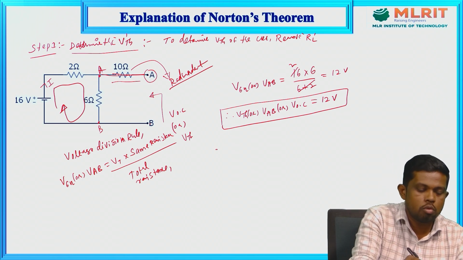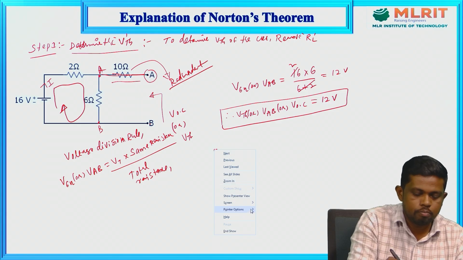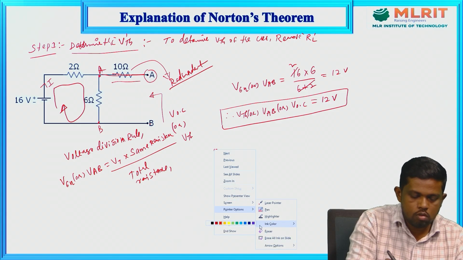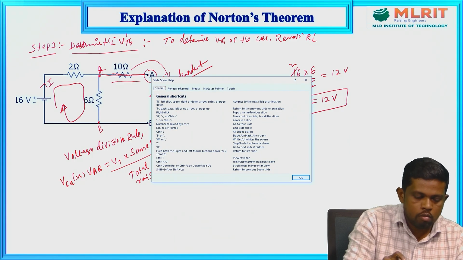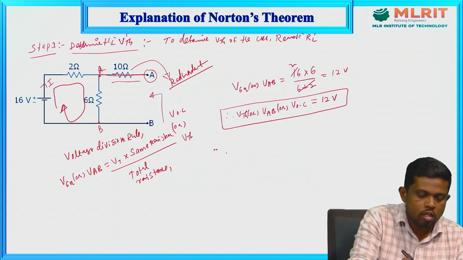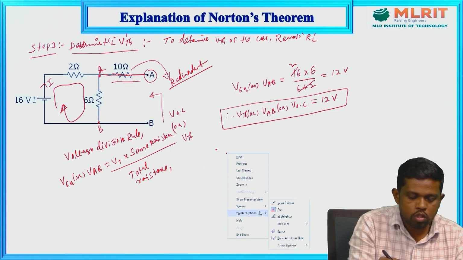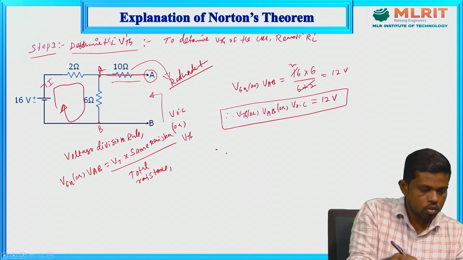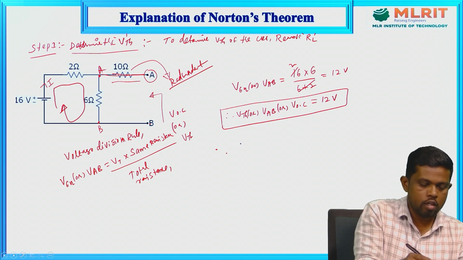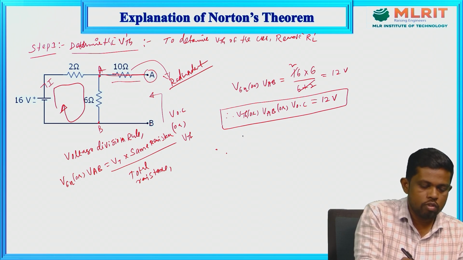Also there is another procedure to get the VTH, that is we need to apply the Kirchhoff voltage law. Based on the Kirchhoff voltage law, there is another method to get the voltage across the open terminal, that is the open circuit voltage. So how can we get that voltage value? We can take the same circuit here.